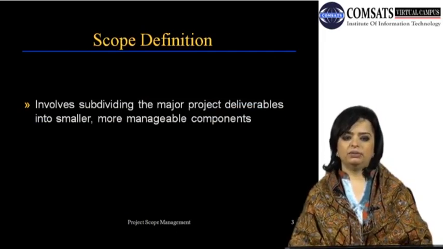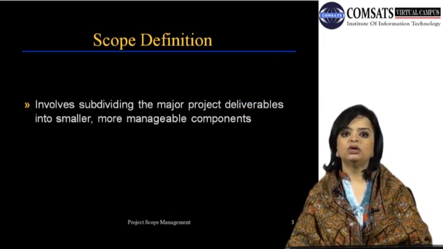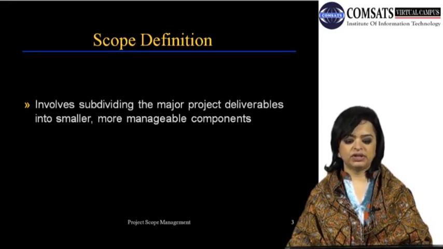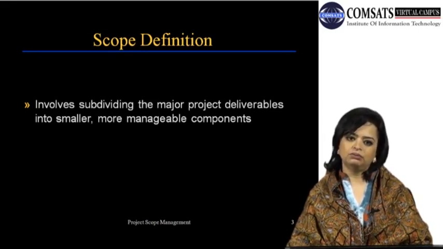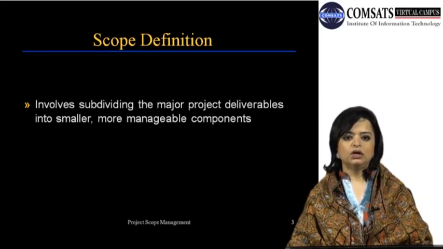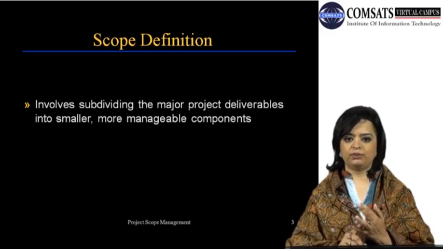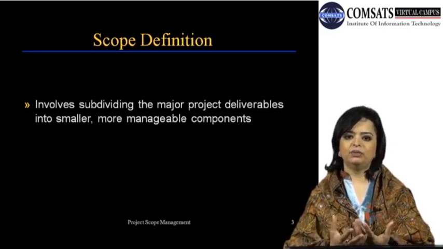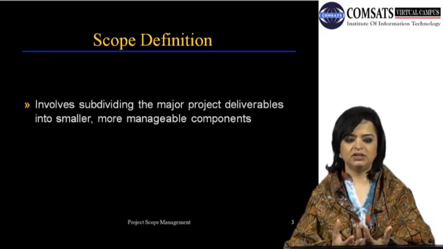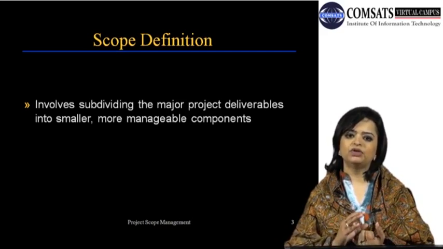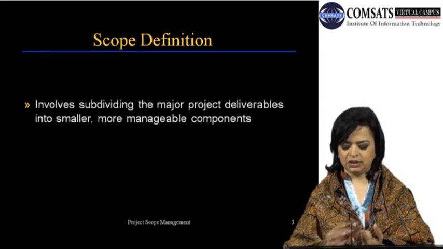After collecting of requirements, we are going to drill deep into something called scope definition. It involves subdividing the major project deliverables into smaller, more manageable components. So once we've collected all the requirements, we're going to drill deep into defining of that scope. We're going to take the project scope and the product scope and subdivide into smaller, more manageable activities that we can focus on, and we can actually have people responsible for achieving those targets.